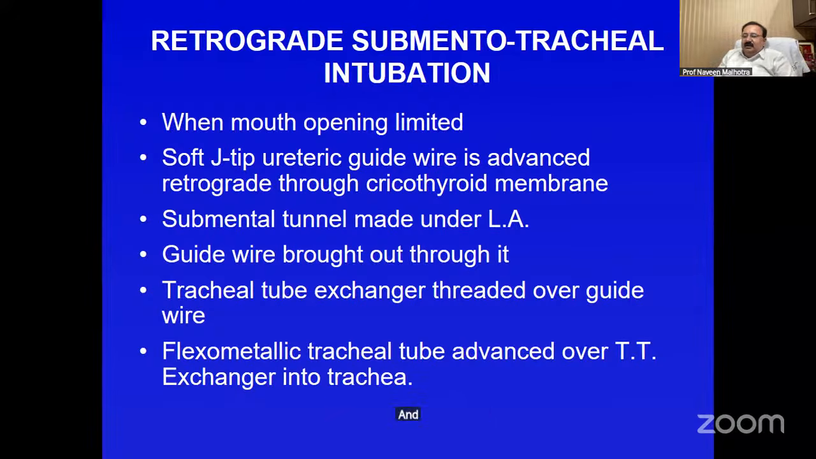And then you put a tracheal tube exchanger over this guide wire. Now this tracheal tube exchanger is going from the submental tunnel into the trachea, and then you advance a flexometallic tube over that. Just like we do retromolar retrograde intubation, this is a retrograde submentotracheal intubation.